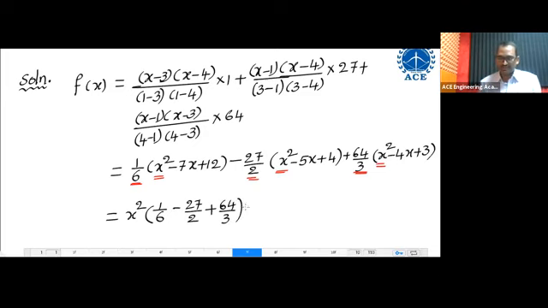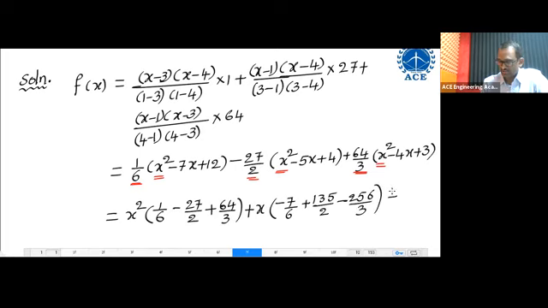Now take out the x coefficient. What is the x coefficient? Minus 7x by 6. X coefficient minus 7 by 6. X coefficient minus 5 into minus 27, 135 by 2. X coefficient minus 4 into plus 64, minus 256 by 3. All constants must be written in the last bracket.